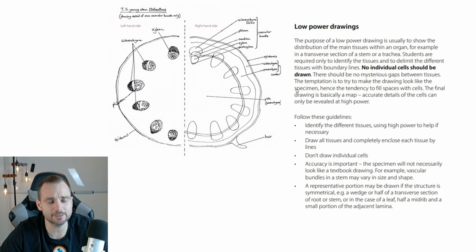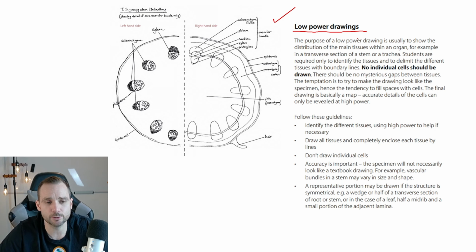So take a look at this image here. Which one, on the left hand side or the right hand side, do you think is the better biological drawing? So it is the right hand side. This is the better biological drawing. And that's because there are two types of drawing. The first type is called a low power drawing. It is as it sounds. It is when the magnification is low, so think somewhere under about 100 magnification. That's not an exact number, but that's the idea.